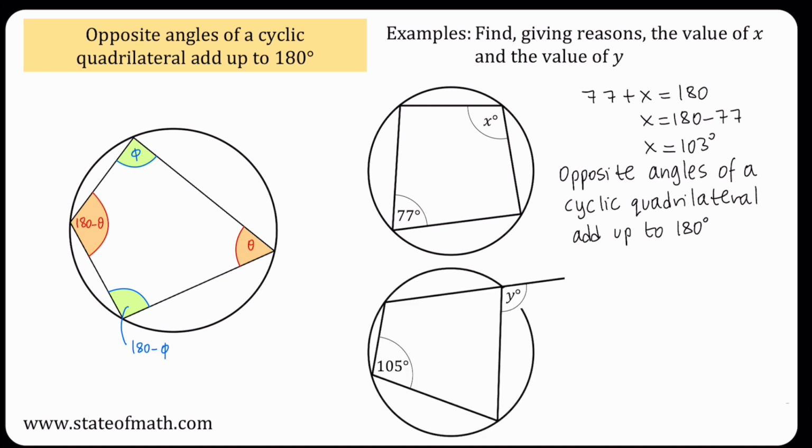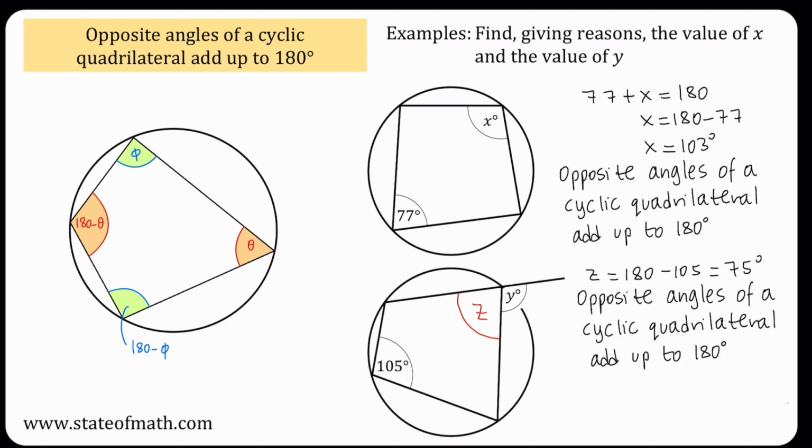In the second example, we need to find the angle y. So I will start by labeling this angle here z, because z is opposite the 105. So we can start by saying that z is 180 minus 105, which gives an answer of 75 degrees. And the reason is, of course, that opposite angles in a cyclic quadrilateral add up to 180 degrees.